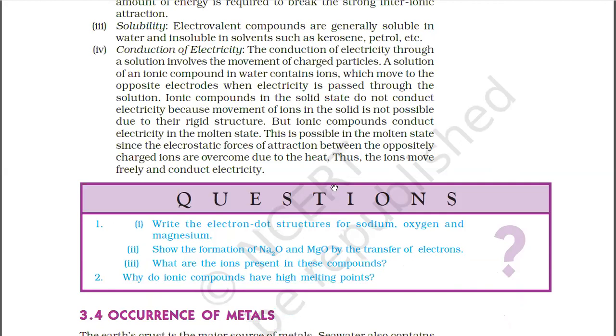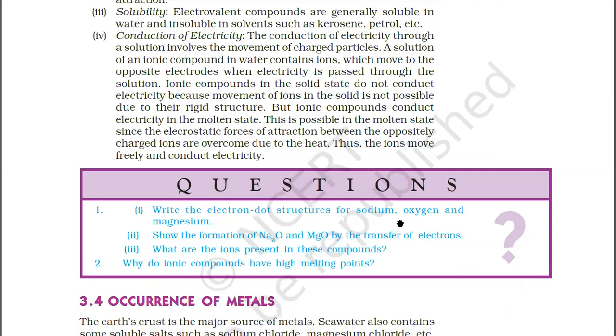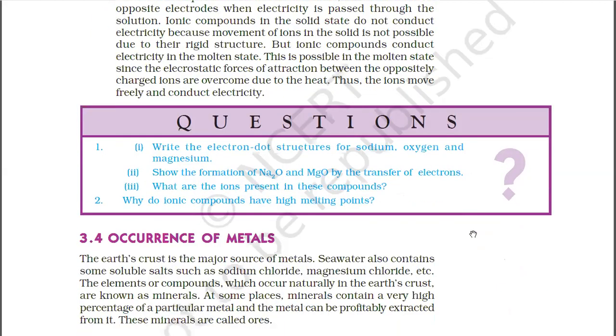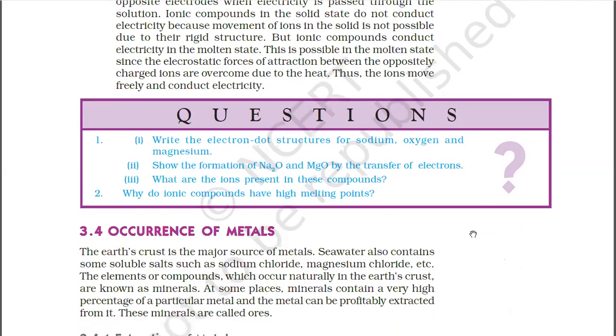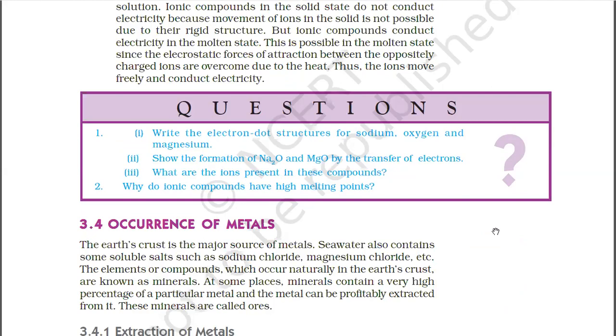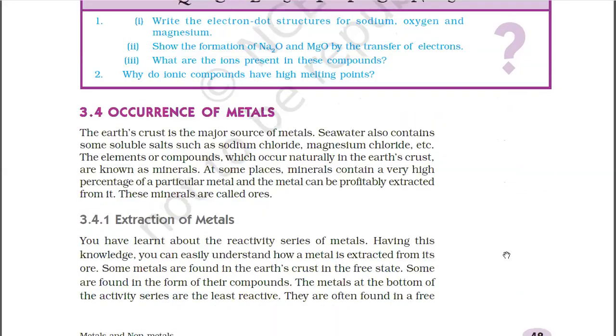But ionic compounds conduct electricity in the molten state. This is possible in the molten state since the electrostatic forces of attraction between the oppositely charged ions are overcome due to the heat. Thus, the ions move freely and conduct electricity.